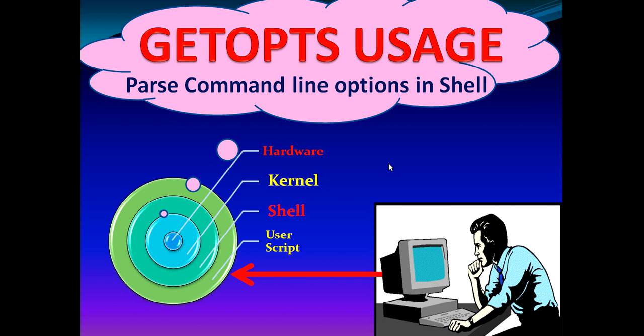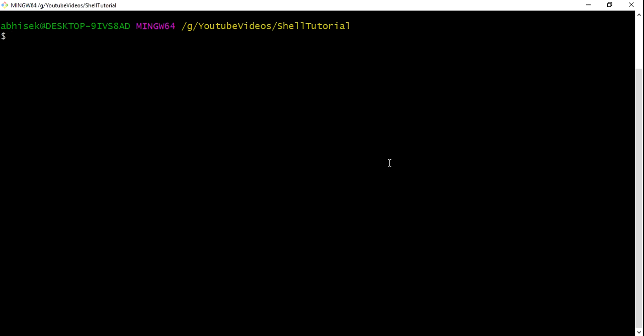In today's video, we're gonna understand how we can utilize getopts to parse the command line options for a shell script, and that actually helps us create a shell script ready for a production environment. So let's find out how we can utilize getopts to make our shell script more user friendly when it comes to executing it in a real time environment.